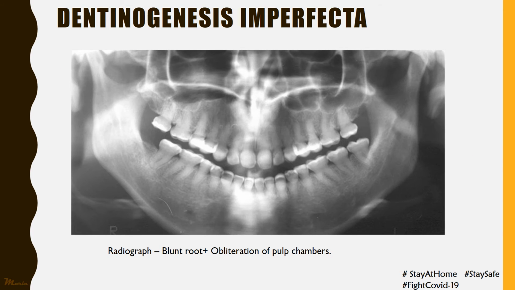The radiographic observation of such cases is important. As mentioned before, obliteration of pulp chambers and blunt roots are two characteristic findings. If you can see in this OPG, the pulp chambers of all the teeth are hardly visible, and certain teeth show blunted roots. These are the two characteristic radiographic findings which should be noted while arriving at the diagnosis of dentinogenesis imperfecta.